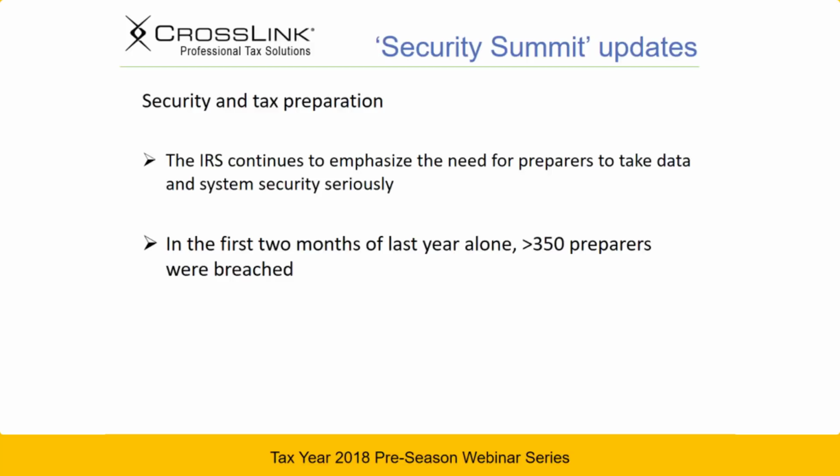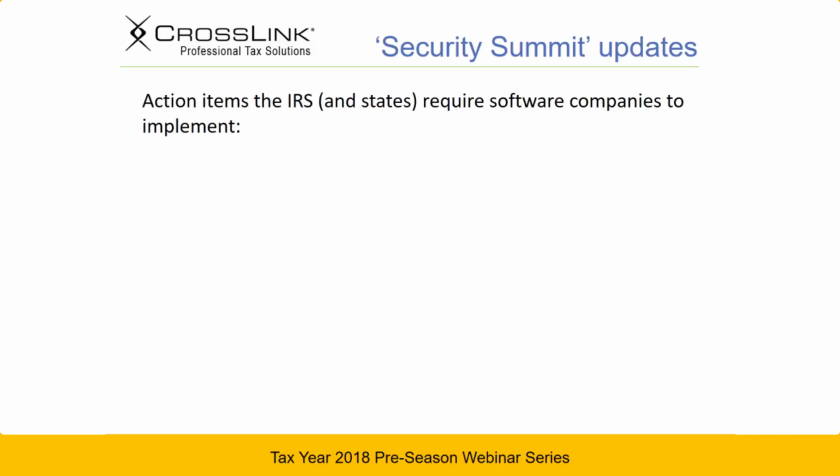In the first 2 months of last year alone, over 350 preparers were breached. That doesn't seem like a lot, but if you think of each one of them doing 100 returns, 200 returns, 300 returns, whatever it might be, just think of the number of people that all of a sudden had their personal information compromised. Now, what has happened as an outcome is there are some action items that the IRS, as well as states, require software companies to implement.